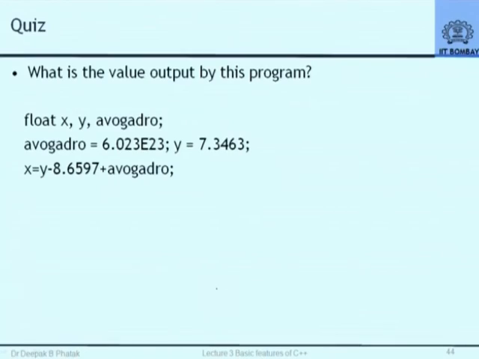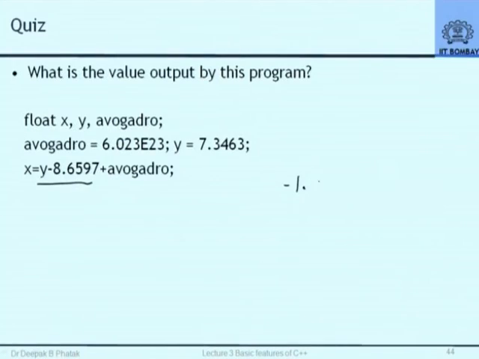So now, x is equal to y minus 8.6597 plus Avogadro. How will it calculate? It will calculate y minus 8.657 first. What value will you get? Complicated. Some value. Nobody knows. If you are doing it mentally, it's not a good idea. Okay, so I got minus 1.3134.